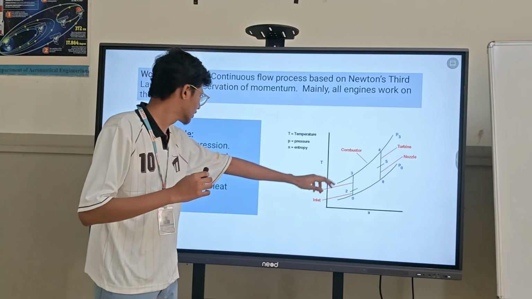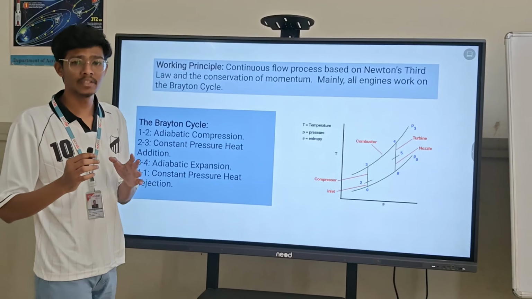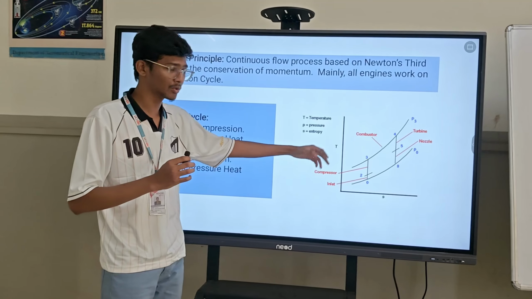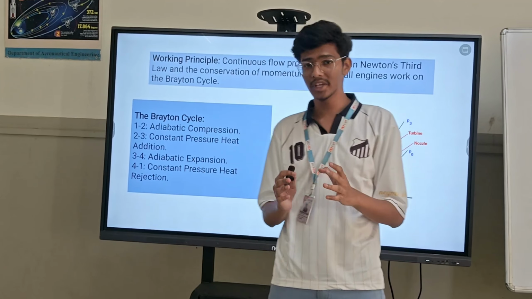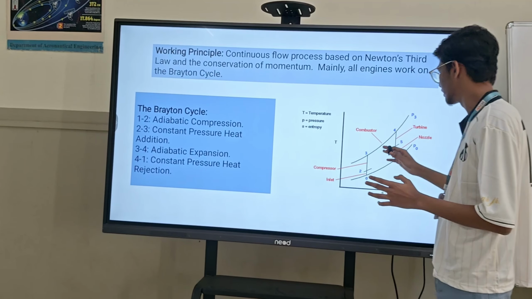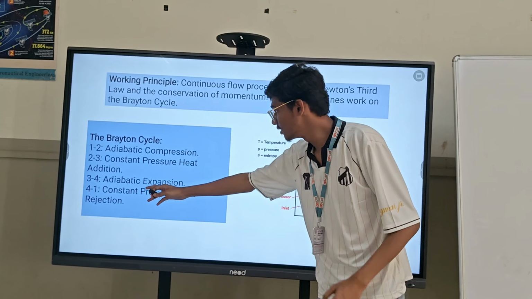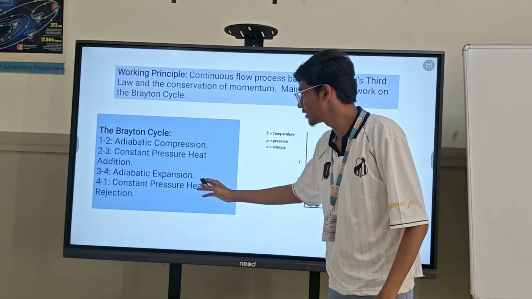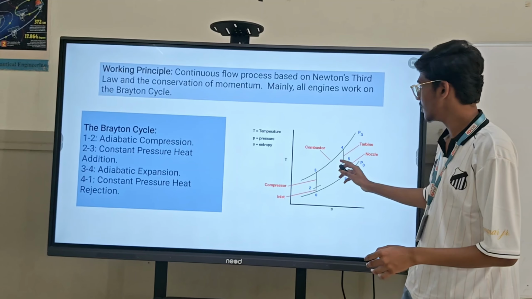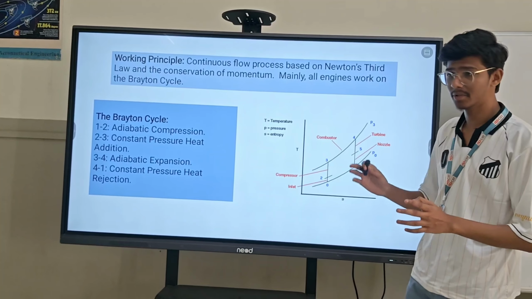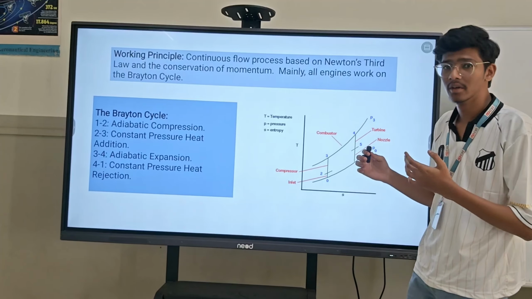Then from second to third there is constant pressure heat addition. There is an addition of fuel in the second to third step. Then the third step is adiabatic expansion. Here we see the expansion of the gases happening in the third to fourth step, and then moving to the last step, the fourth step, there is constant pressure heat rejection. Here the cycle is completely done. So temperature, pressure, and entropy are the main components in the Brayton cycle we have seen.